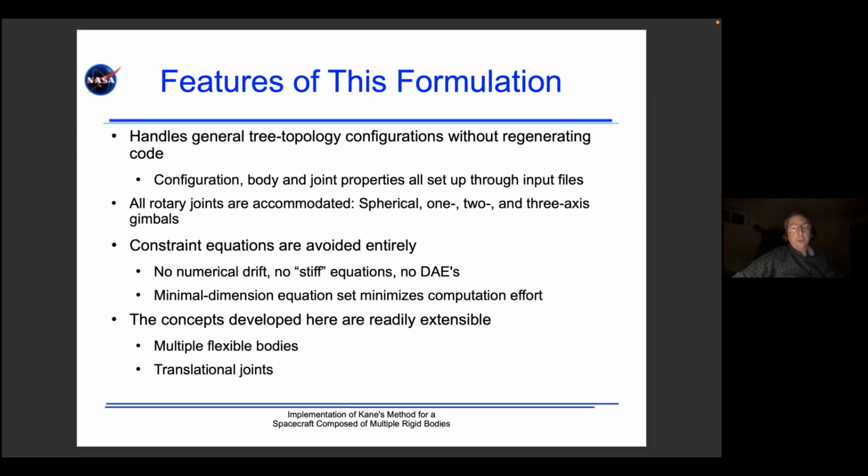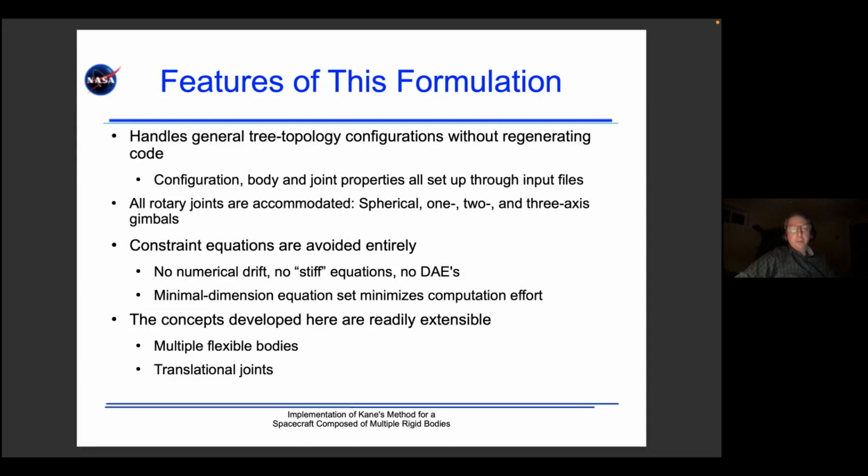There are various ways to do it where you're solving for the constraints at the same time as you solve for the dynamics. It's more work, it's more computational. You get into numerical issues. So the great thing about Kane's method is that it separates the dynamics from the constraints. So you never have to solve for the constraints. I mean, you can if you want to, but generally I don't want to. I just want the dynamics.